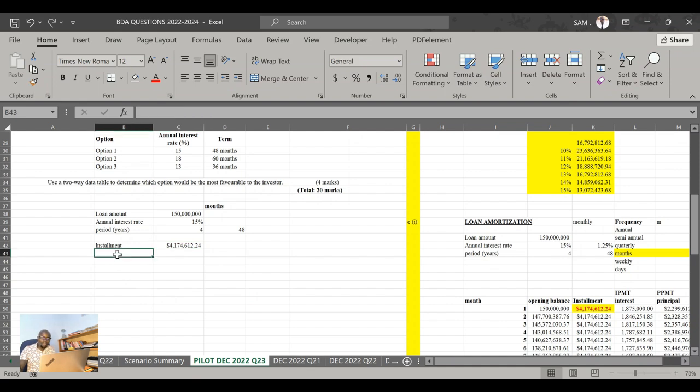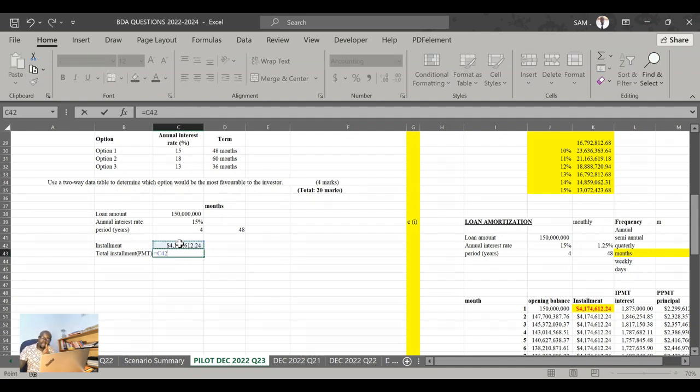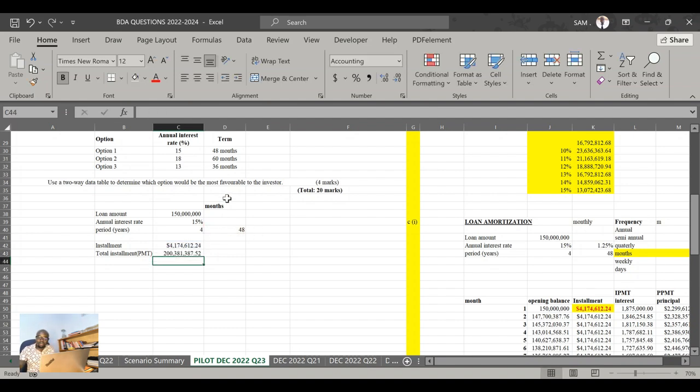Now, how much is the total payment that we are going to make at the end of the 48 months? For the total payment, we pick the installment we pay per month, then we multiply by the number of months, which in this case is 48 months. And you can see at the end of the 48 months, as an investor, you're going to pay back a total of 200 million with these other hundreds on top of it.